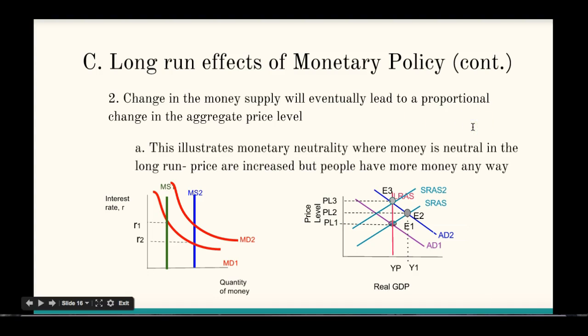This also illustrates what we call monetary neutrality, because in the long run, money is actually neutral. Yes, it will increase prices, but because our money demand curve has also moved, we all have more money anyway. So even though it's unpleasant that prices have gone up, we all have more money, so it evens out. This was one thing on homework assignments that people got confused on. People often just said the price level goes up. Well, that doesn't explain why money is neutral. You also have to include that prices are going up, yes, but people also have more money, so in the long run, money is actually neutral.